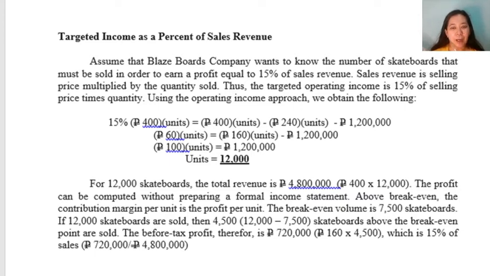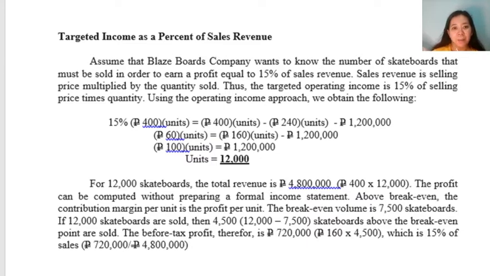Therefore, the company should sell 12,000 so that they will be able to achieve the 15% target income or profit. For 12,000 skateboards, the total revenue, if you solve that, is 4.8 million. And then the profit can be computed without even preparing the income statement.